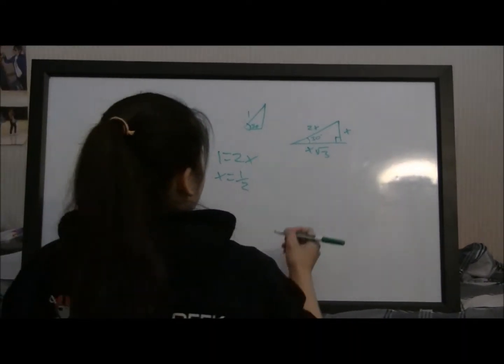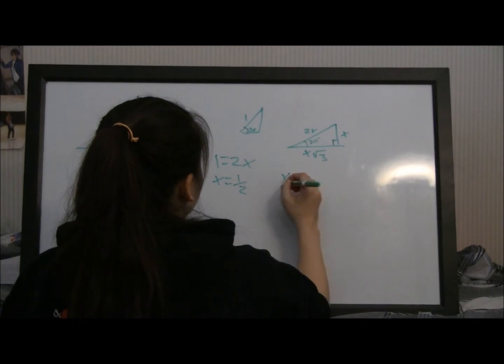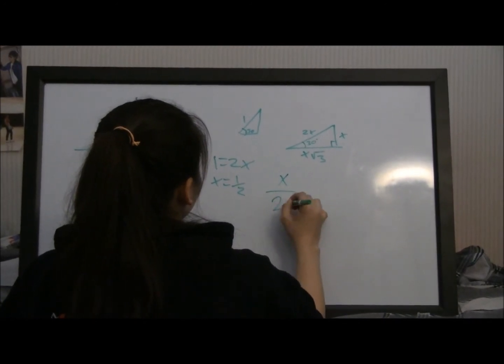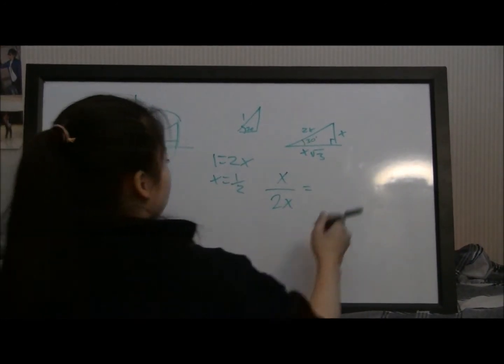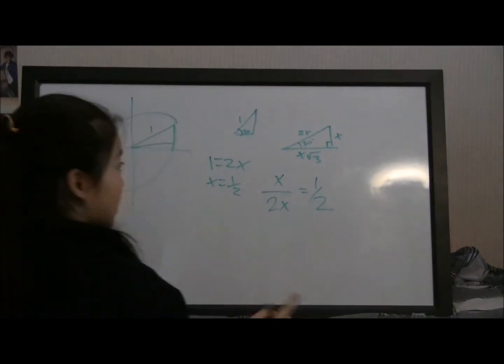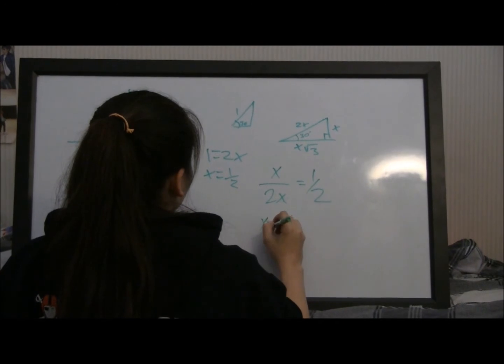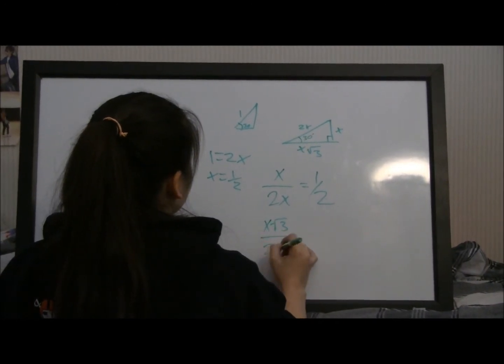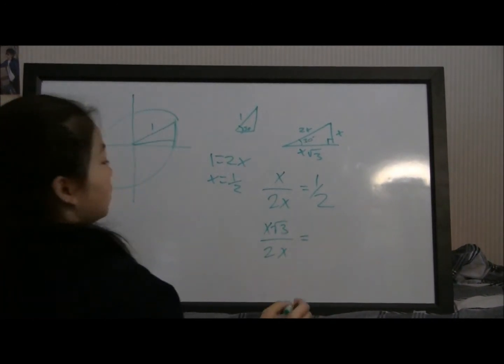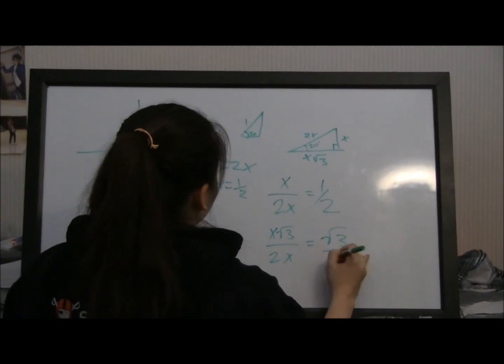Since sine is opposite over hypotenuse, opposite would be x over hypotenuse, which is 2x, and after you plug it in, you'll get 1/2 for sine. And then cosine is adjacent over hypotenuse, which is x rad 3 over 2x. After plugging 1/2 into it, you get rad 3 over 2.